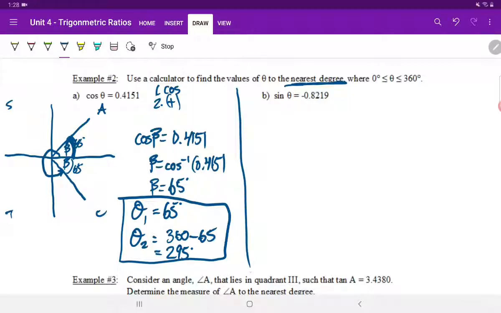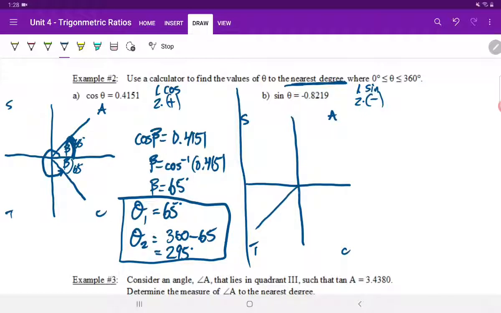Okay, and our last example here of this particular type, let's draw a diagram. Make note of two things. One being that we have a sine ratio. Secondly, that it is negative. So which two quadrants is sine negative? Here and here.